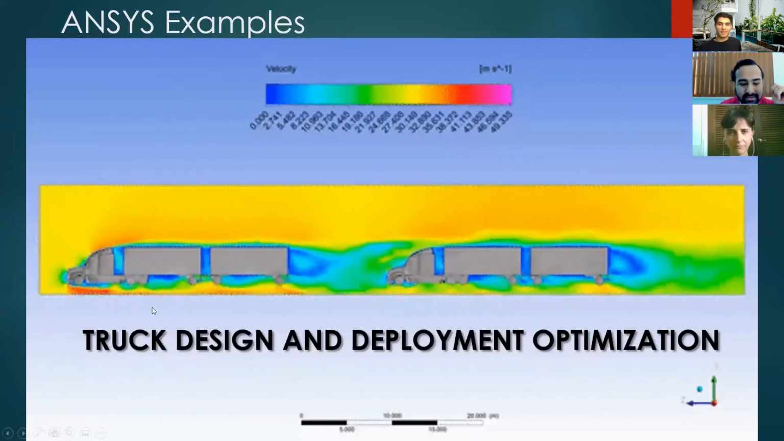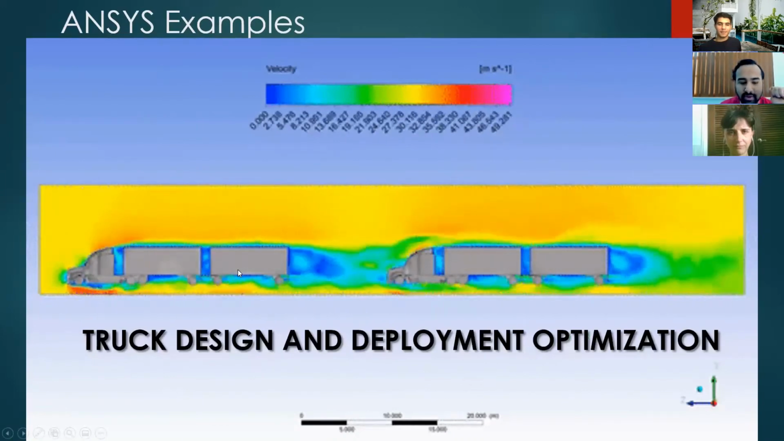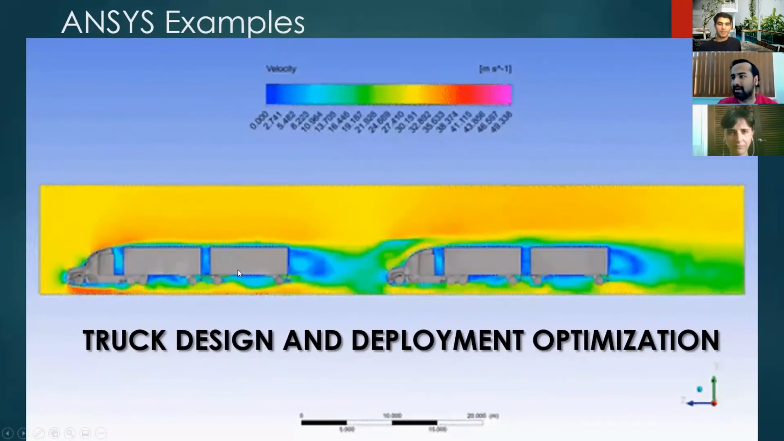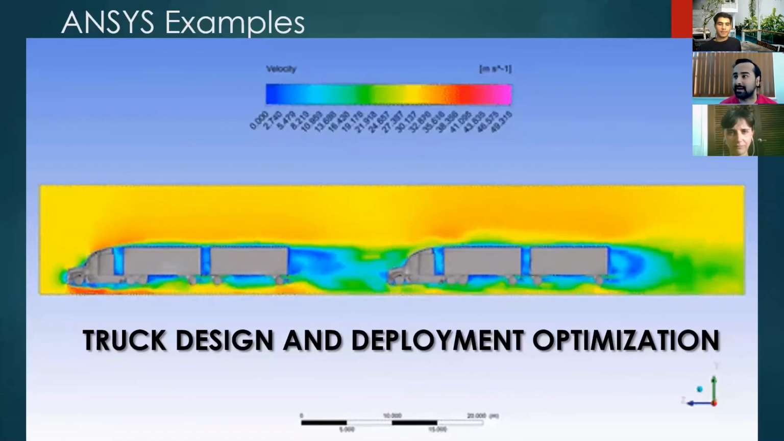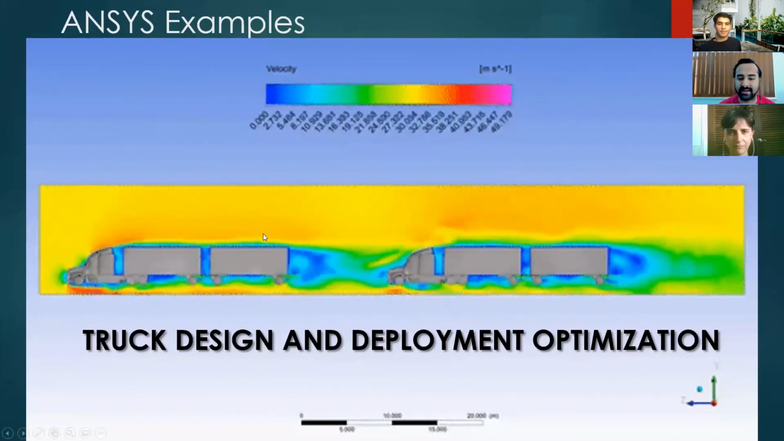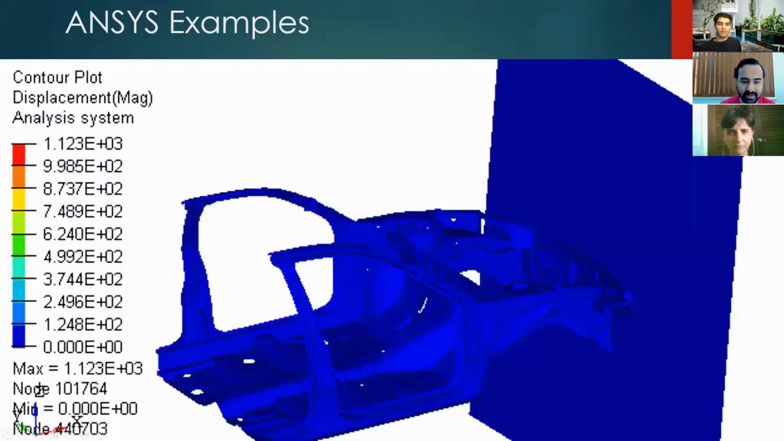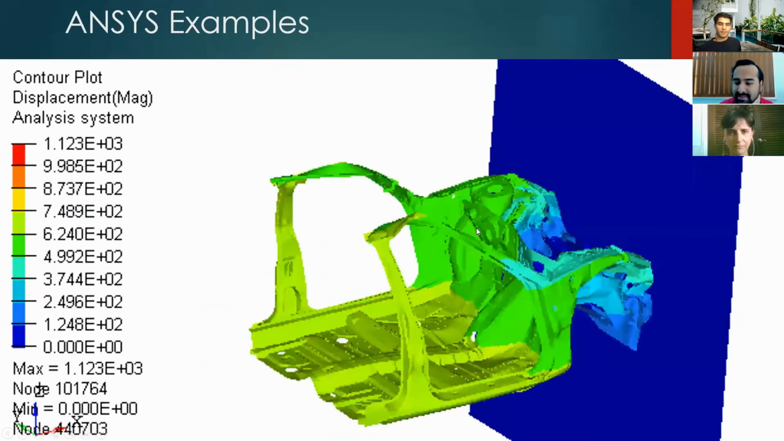You can also do things, for example, truck design and deployment optimization. So if you have a car behind another car, how much spacing do you need to reduce drag effects and such? You can easily test that in ANSYS. You can also do car crash simulations, as I mentioned earlier.